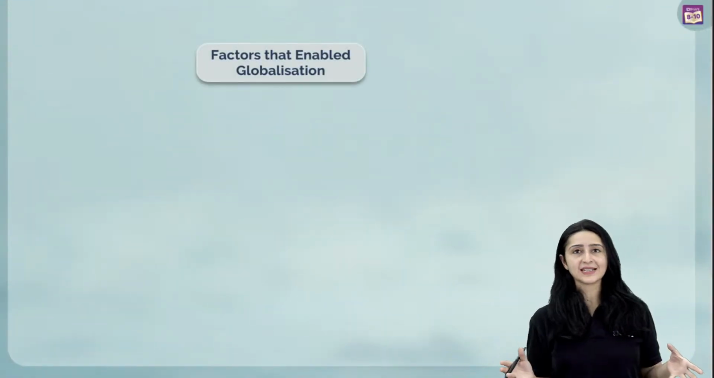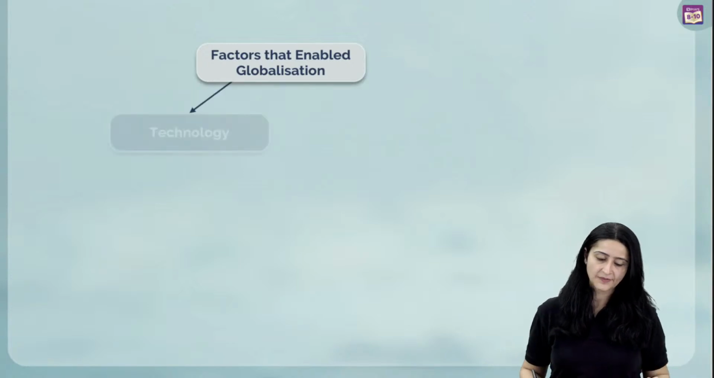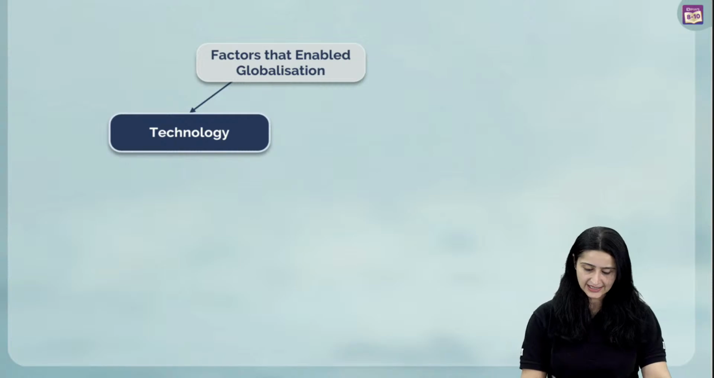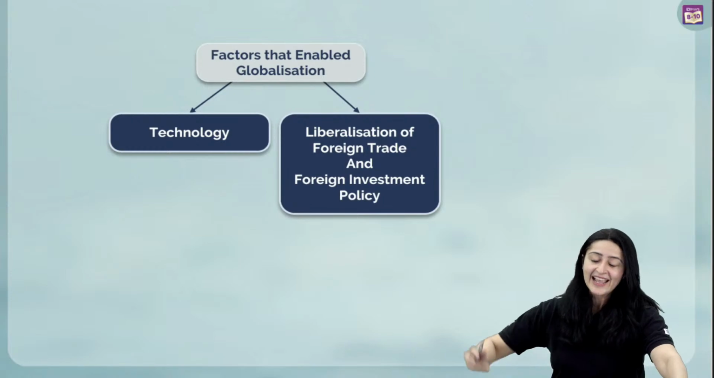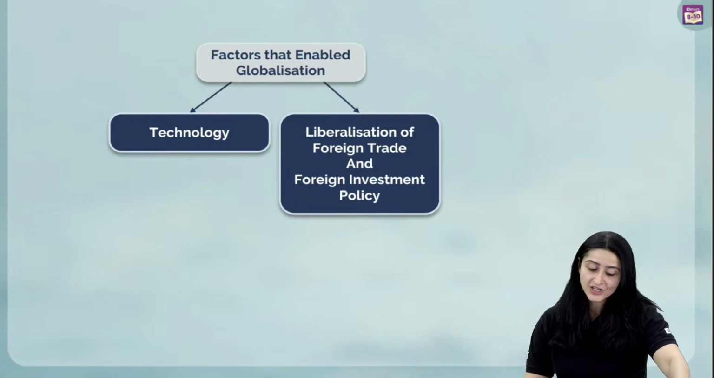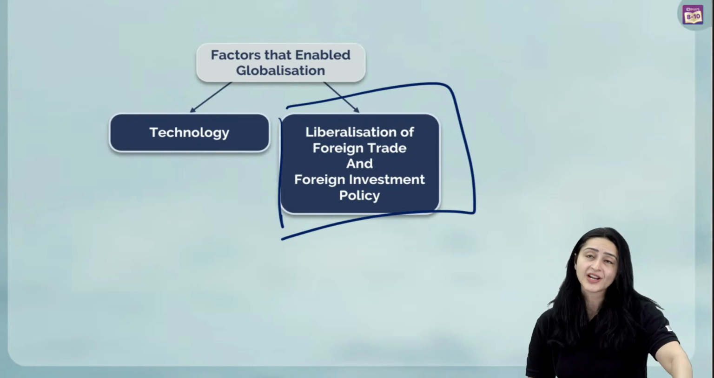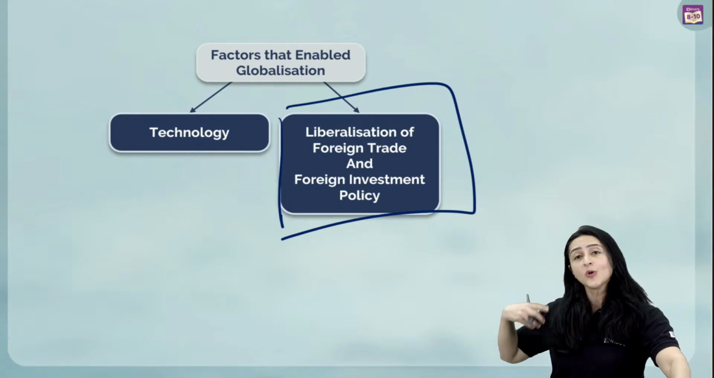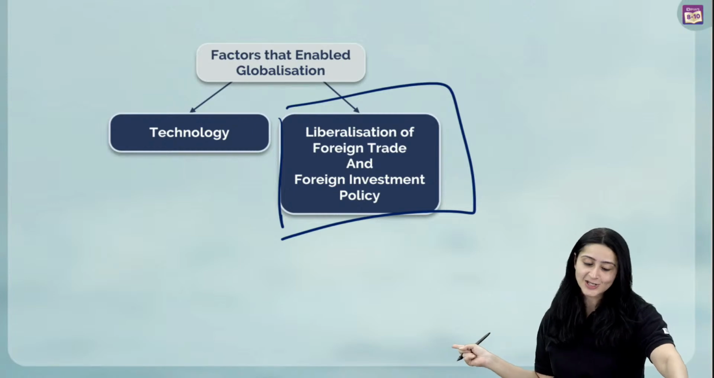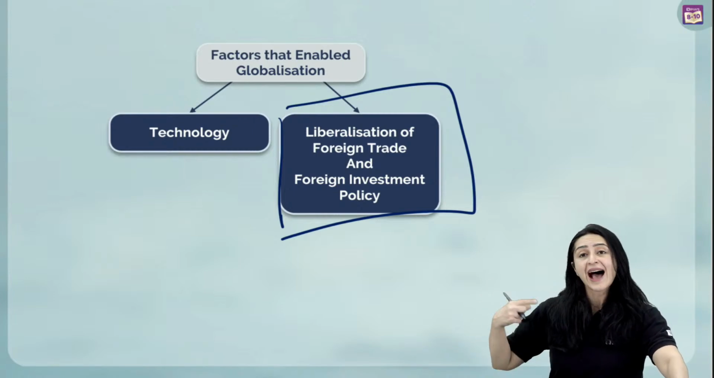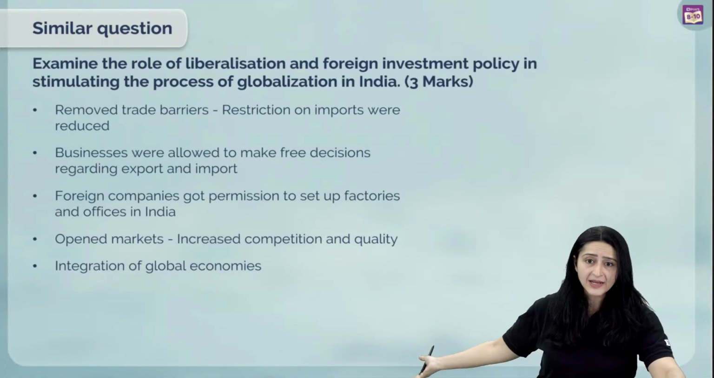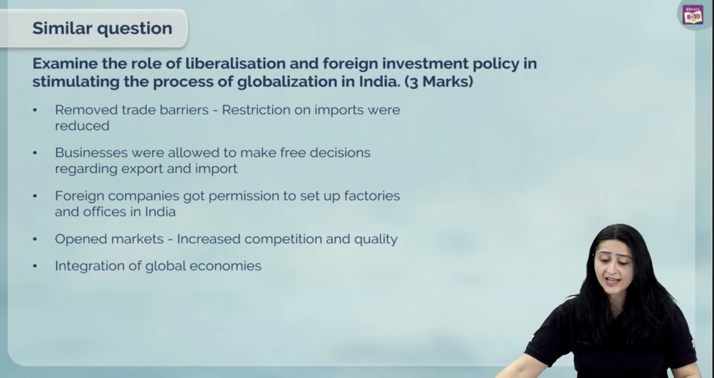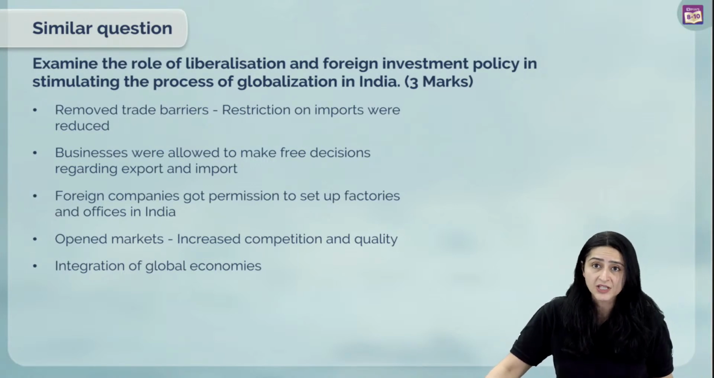Now, talking about globalization, there are two factors basically that enable globalization. One is technology, which we've just discussed. We discussed it in terms of information technology. Yes, a united world, absolutely right. The second factor that enables globalization is liberalization of foreign trade and foreign investment policy. Now, you may get a question on liberalization of foreign trade and foreign investment policy also, that how does this enable globalization? So, this question over here, which is a similar question that you could get, says, examine the role of liberalization and foreign investment policy in stimulating the process of globalization.